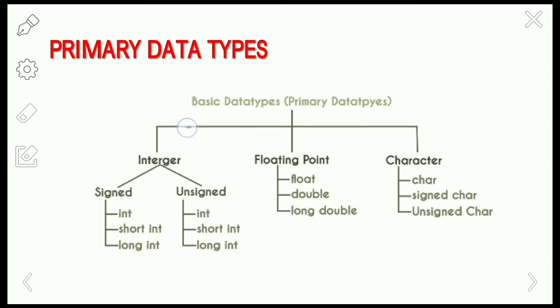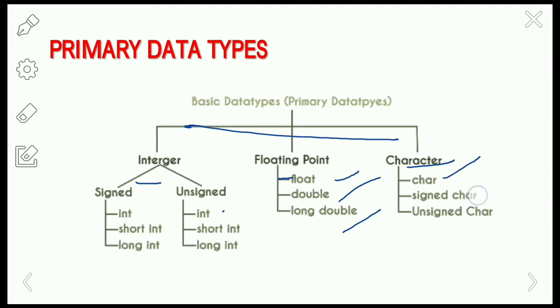Primary data types are also called primitive data types or built-in data types. It is divided into 3 parts, right? Integer, floating point and character. Int is again divided into 2 types, signed and unsigned int. Floating point is divided into 3 parts: float, double and long double. Similarly, character is of 3 types: char, signed char and unsigned char. So what is meant by signed and unsigned value here?